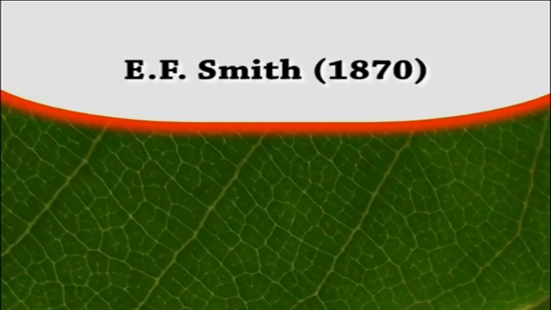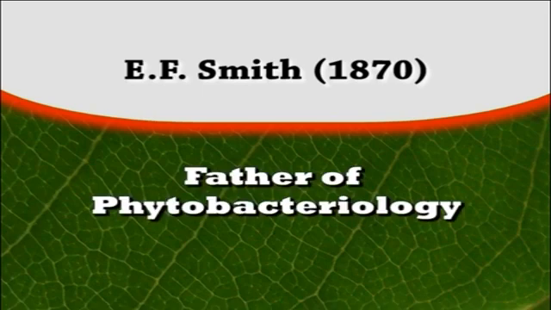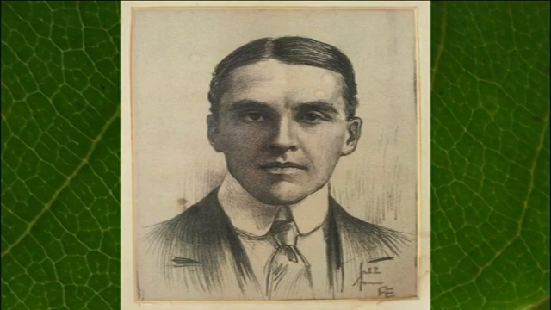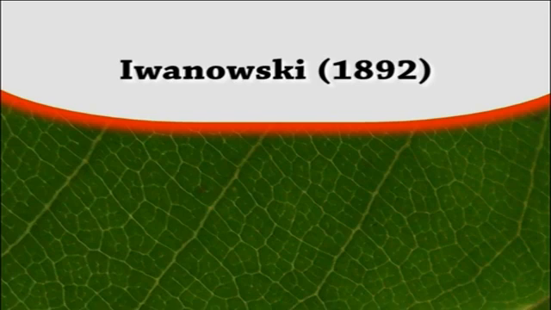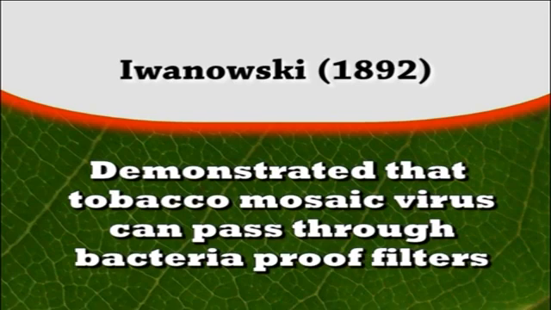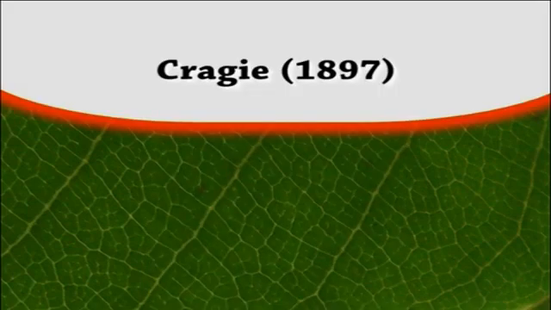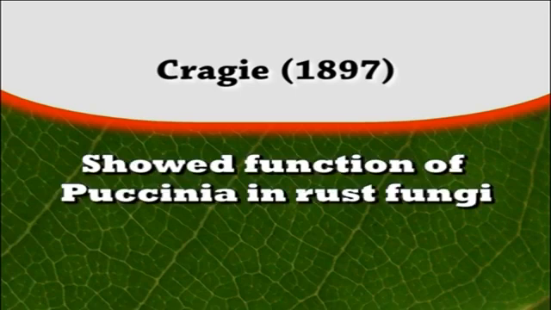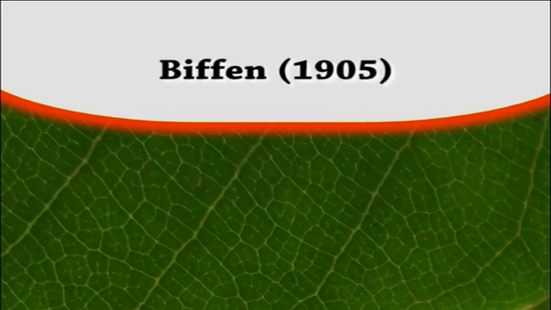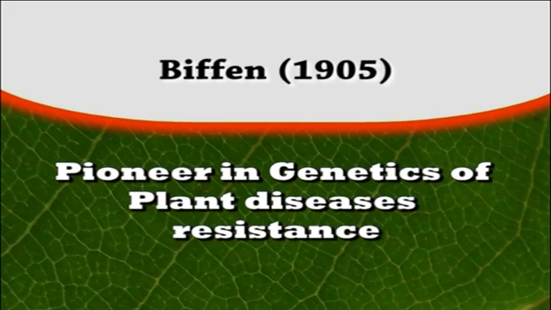Next is E. F. Smith, 1870, father of phytobacteriology. He worked on bacterial wilt of cucurbits and crown gall diseases. Next is Ivanovsky, 1892. He demonstrated that tobacco mosaic virus can pass through bacteria-proof filters and proved the filterable nature of viruses. Next is Craigie, 1927. He showed the function of pycnia in rust fungi. Next is Biffen, 1905. He is the pioneer in genetics of plant disease resistance.